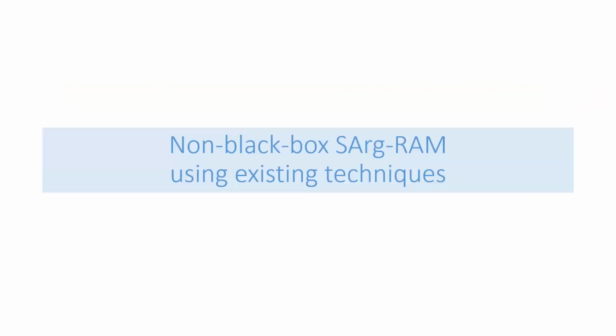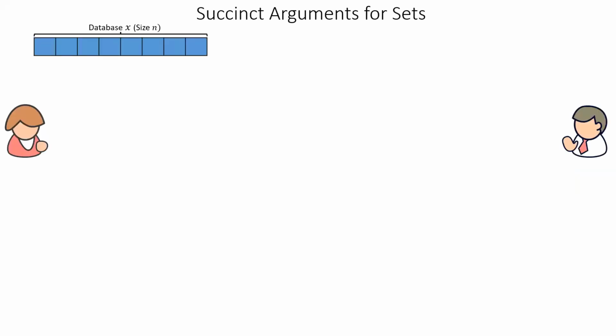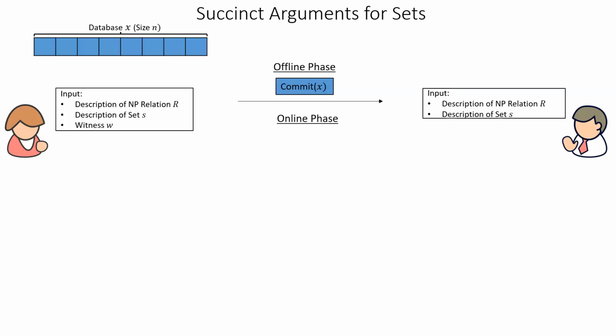Now, let us together come up with the construction for SR-gram using existing techniques. Here I'll not go to the construction of SR-gram directly, but I'll consider an intermediate notion which is easy to understand, that is, succinct arguments for sets. So here we have a database of size n, which the prover commits to in the offline phase. Then later in the online phase, the verifier and the prover hold the description of the NP relation R and the description of the set S. In addition, the prover holds the witness W.